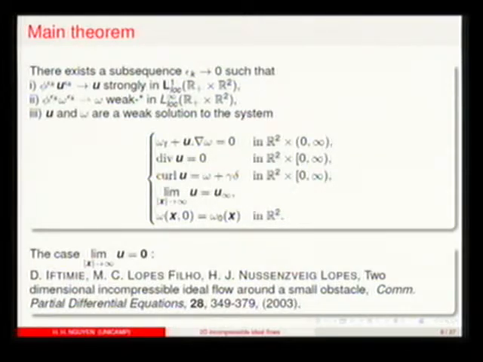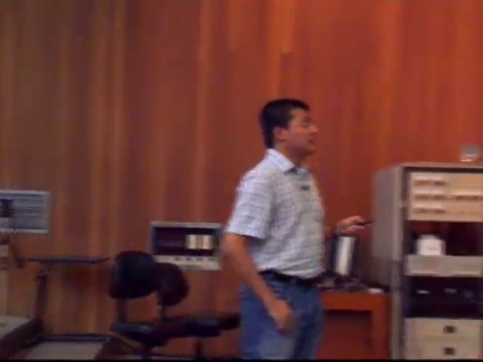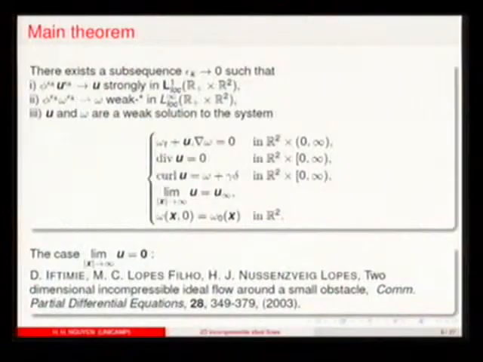Here we have two cases: when U tends to U infinity, the difference is 0, or U tends to 0 at infinity. If U tends to U infinity, it means that the flow is past infinity, or in this case, the flow is constant at infinity. And in the case that U tends to 0 at infinity, we have this paper of Dragos and Milton Elena in 2003.